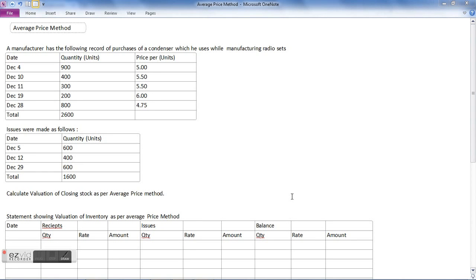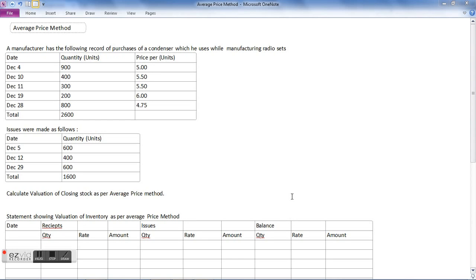So this is one example. A manufacturer has the following record of purchases of condensers, which he uses while manufacturing radio sets. So it is a purchase of raw material. The details of all purchases are given: date, quantity, units, and price per unit. Subsequently, all details of issues are also given. This is the same example which we considered in our FIFO and LIFO methods, so we took the same example because it's easy for comparison.